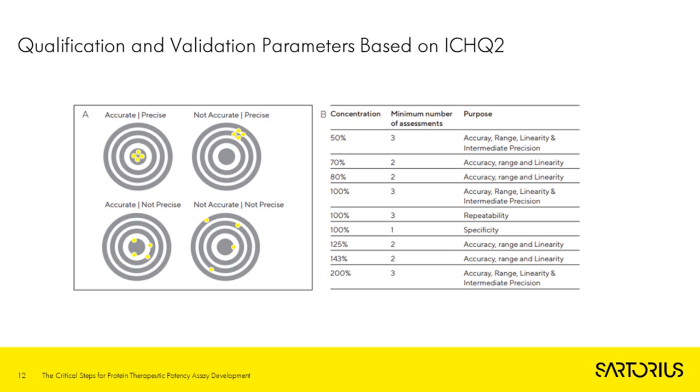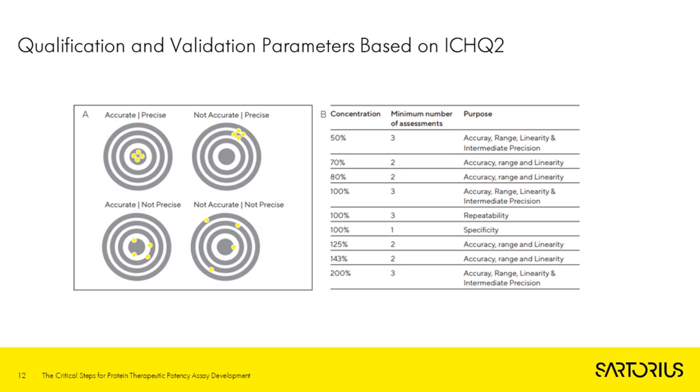So precision should be considered on 3 levels. Repeatability, so comparing results generated under the same conditions over a short space of time. Intermediate precision, which is comparing within lab variations, so different analysts, different days, different equipment, etc. And reproducibility, which is the precision between different labs. We would also do 1 or maybe sometimes 2 specificity assessments.